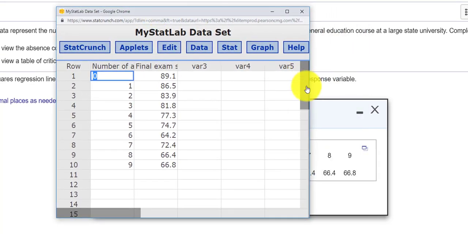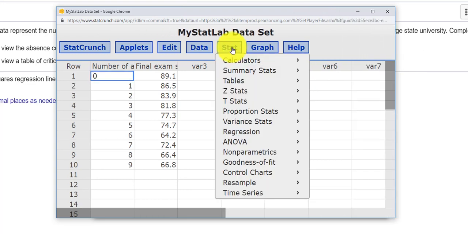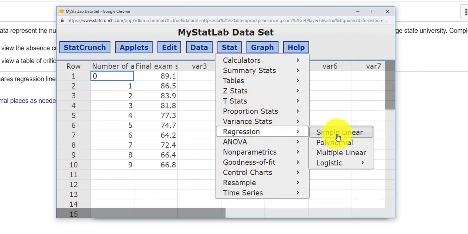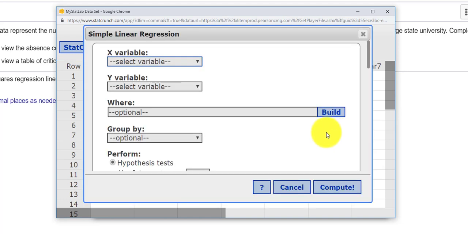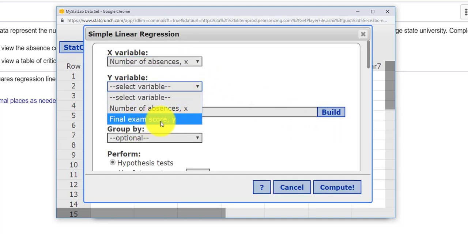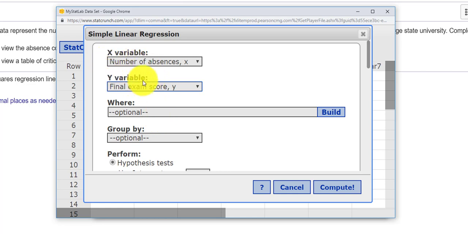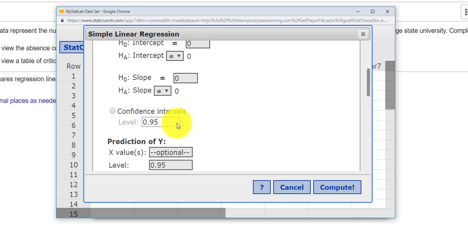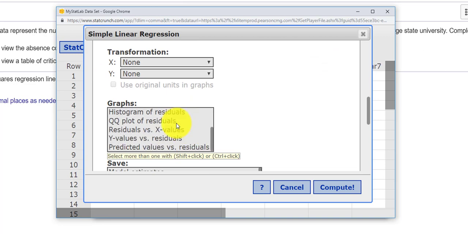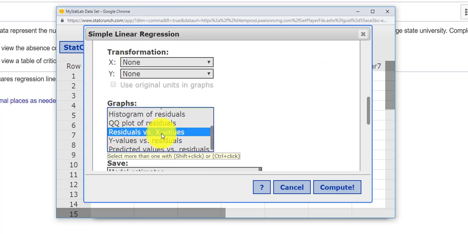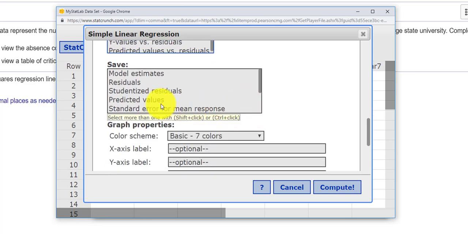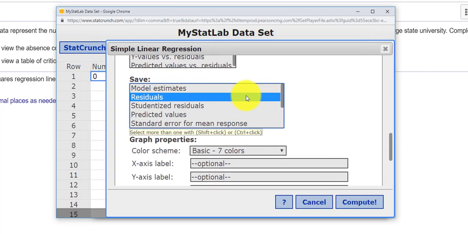And the steps here, we want to click Stat, Regression, Simple Linear, my X variable and my Y, right? Final exam score is my Y. So we have the X and Y done. And we want to also see a graph of the residuals versus the X values. And we want to save the residuals. Okay, what does that mean?